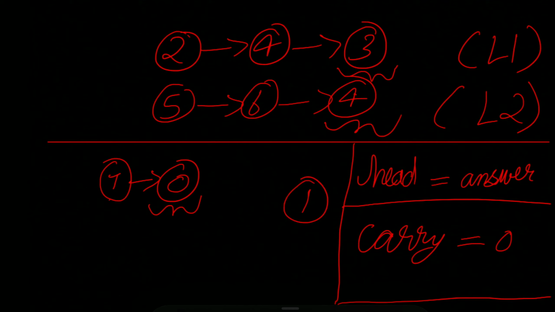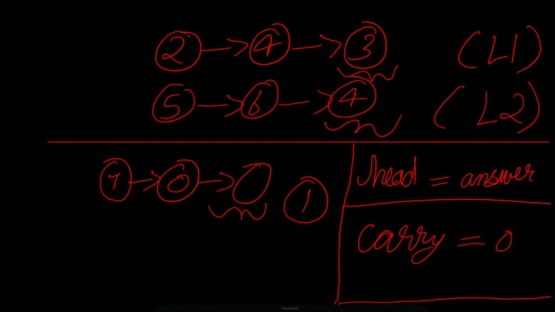Now we have to check if L1 or L2 or carry has any elements in them. In this case L1 has an element, L2 has an element, and even carry has an element. So now we'll make a new node for our answer linked list. The new node will be made like this, and we'll do answer equals answer dot next. So our active pointer will come to this node. Now we'll do the exact same thing. We have to check if L1 has any element. So now L1 has an element.